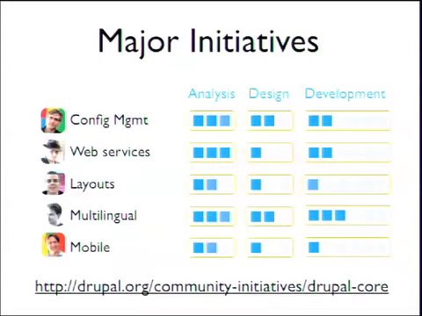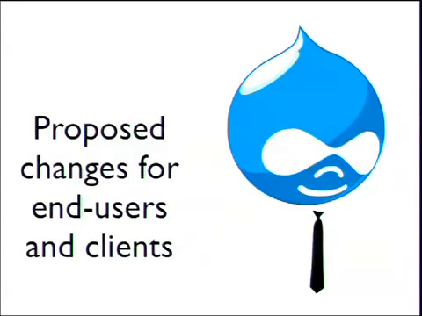So here are the major initiatives we have at the moment: configuration management, web services, layouts, multilingual, and mobile. And you can see that for the most part, we're done with the analysis phase. We figured out what we want to do. We're heading into the design phase, and in a lot of cases are finished with that, which is how we're going to do it. But there's a whole lot left in terms of implementation on a lot of this stuff. So we do need help. So let's go ahead and run through the changes.